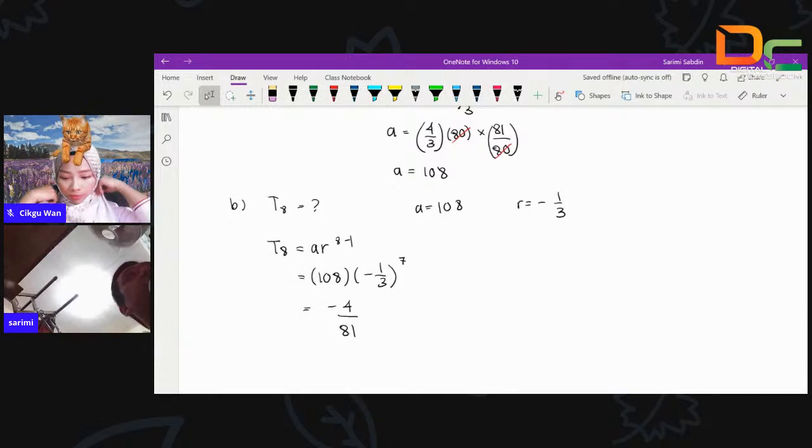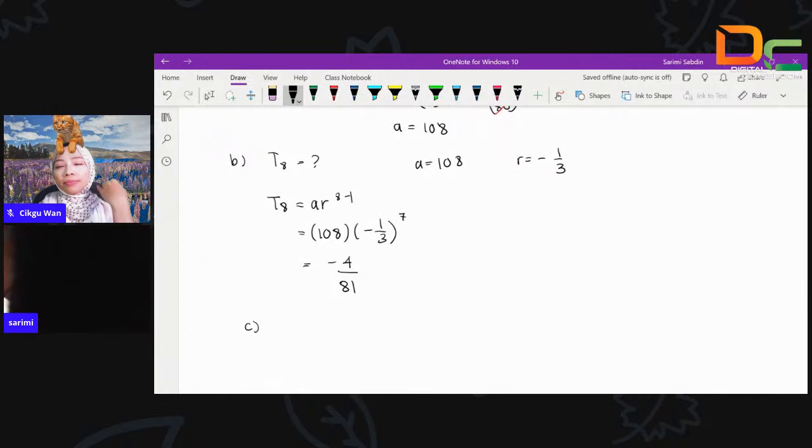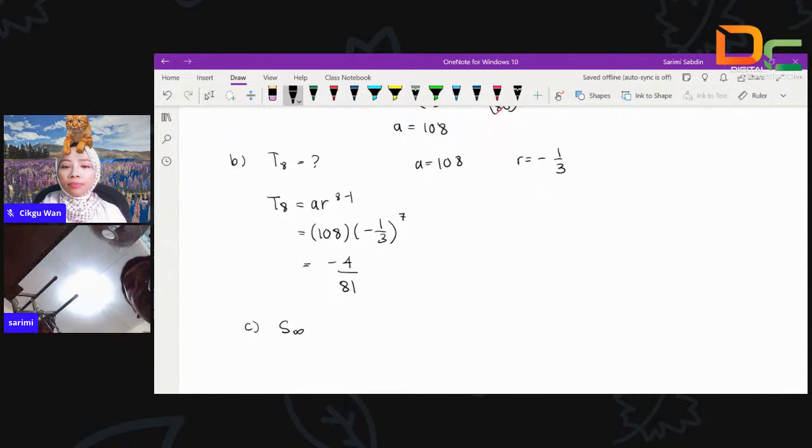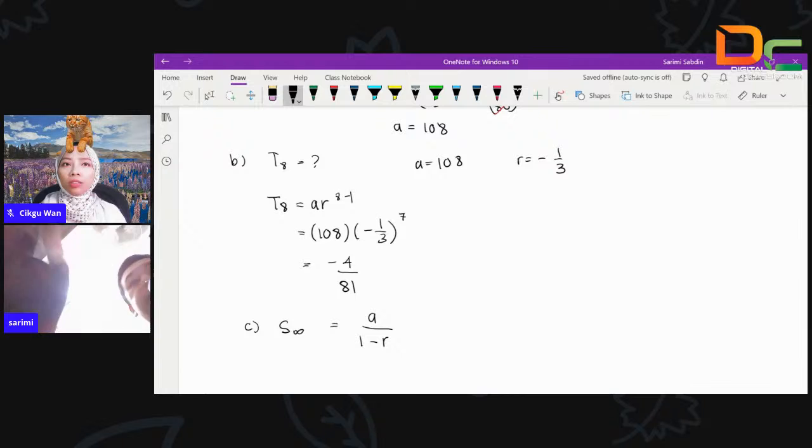Okay. So yang tu soalan B. Mudah aja. Bila kita ada A dengan R ni mudah lah aja. Just substitute the value into the formula. Okay, and then the last part of the question is to find the sum to infinity. S infinity, formula dia adalah A over 1 minus R.